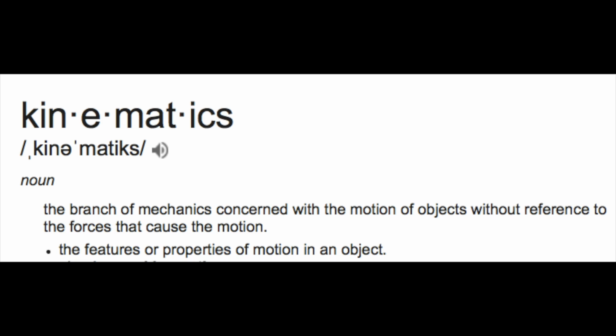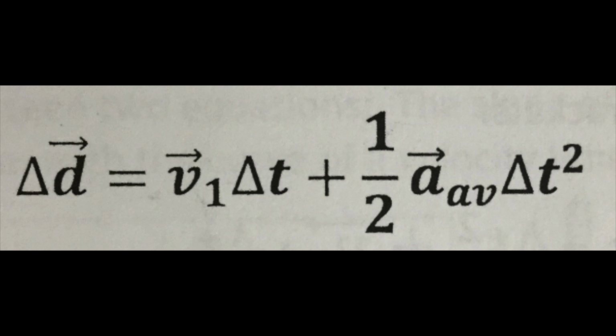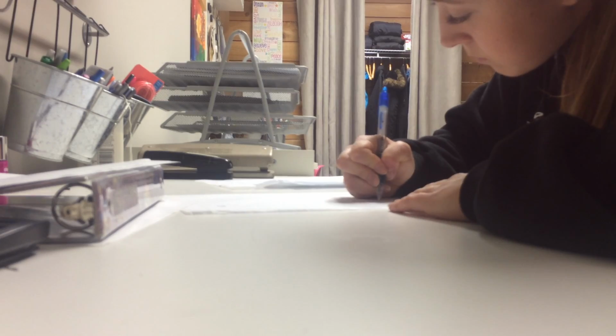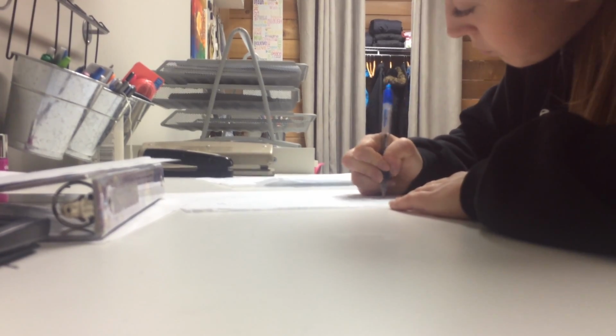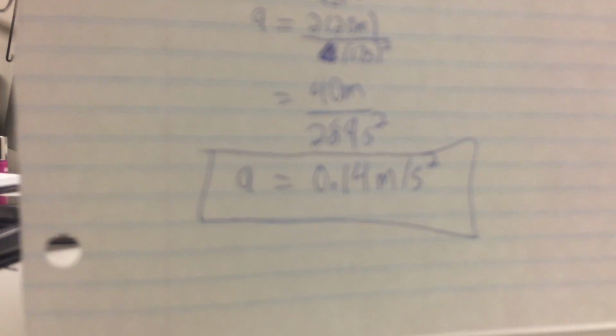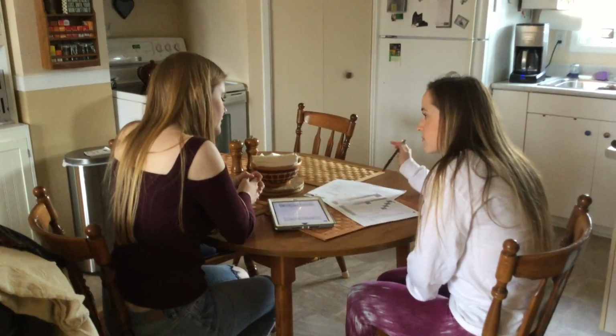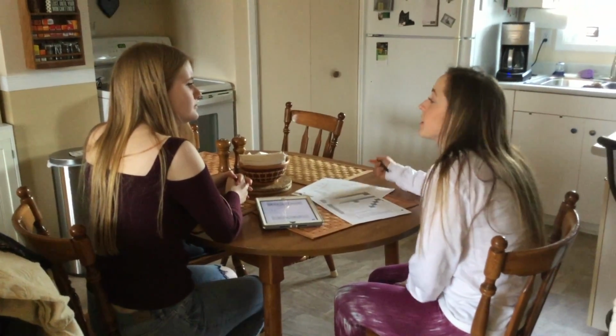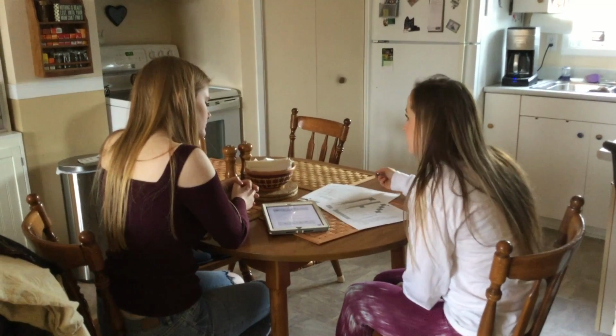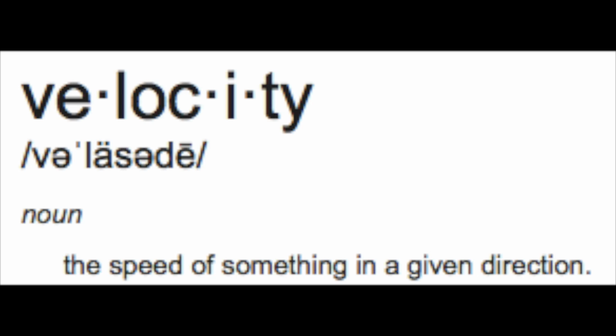Kinematics is the branch of mechanics concerned with the motion of objects without reference to the forces that cause the motion. There are 5 kinematic equations, but we need to use this equation and rearrange it to solve for A. What do V1 and V2 mean? They mean initial velocity and final velocity. What is velocity? Velocity means the speed of an object in a given direction.